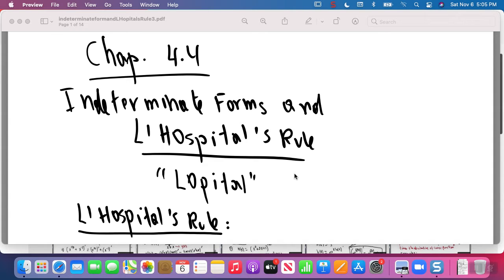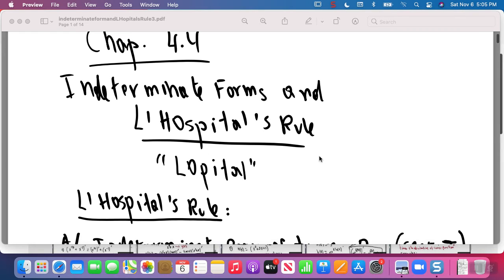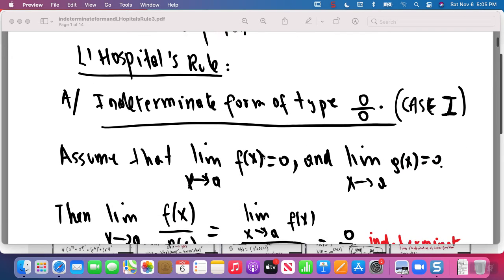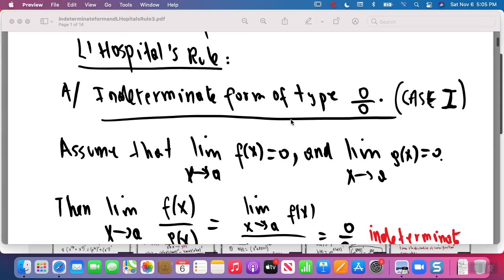In this section, which is section 4 of chapter 4, we will discuss what we call the indeterminate forms and L'Hopital's rule. Now, this name is read L'Hopital. Okay, so L'Hopital's rule. So, what is L'Hopital's rule? Well, it's about taking limits. We have two cases. The first one is indeterminate form of type 0 over 0. So what does it mean?